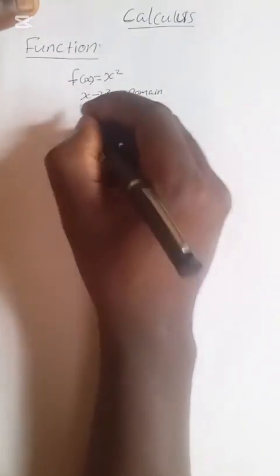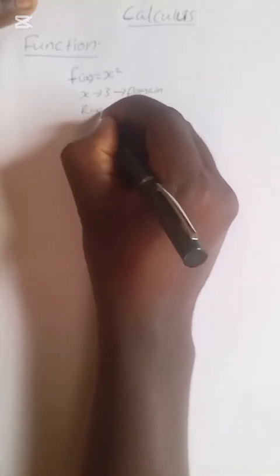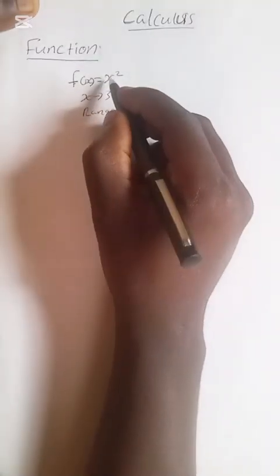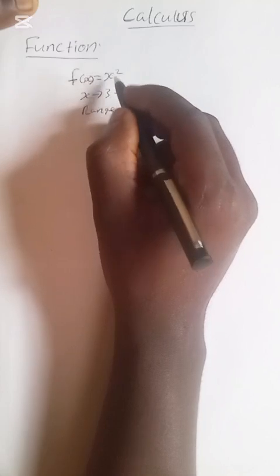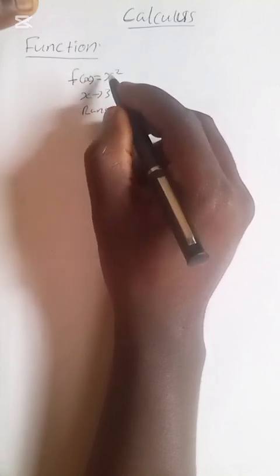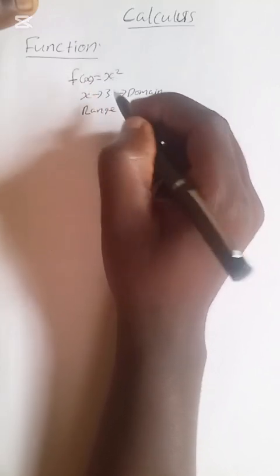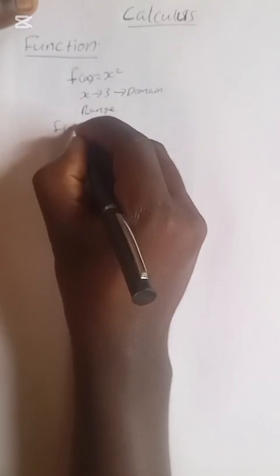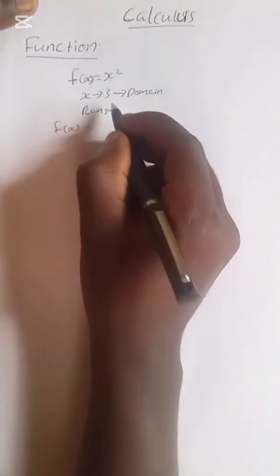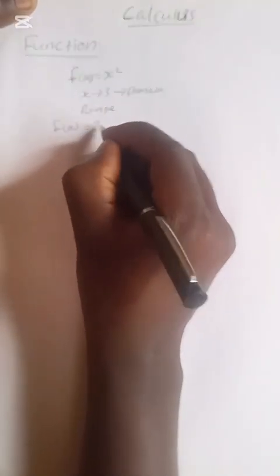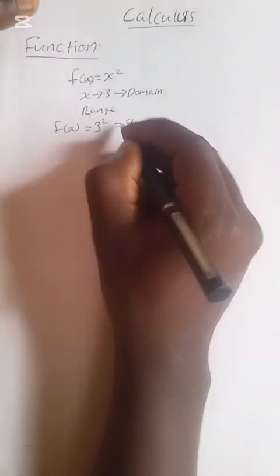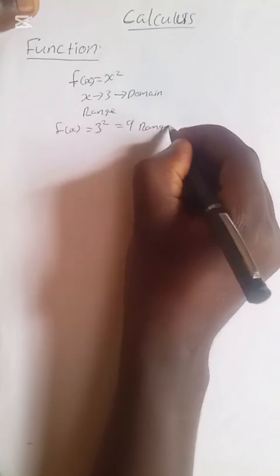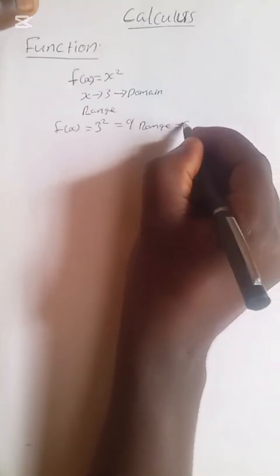So now the range will be the value that we got from the calculation. That will be the range of this function. So now we'll put it into the equation. We'll have f of x is equal to, where there is x, we'll put 3 raised to the power of 2, which will be 9. So our range is equal to 9.